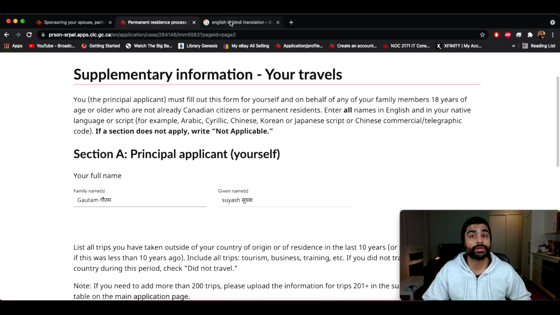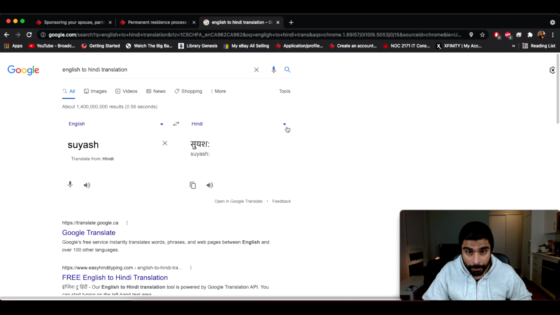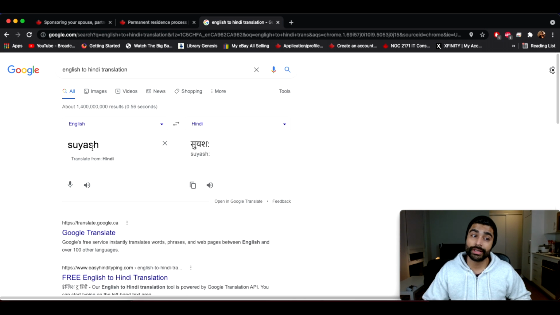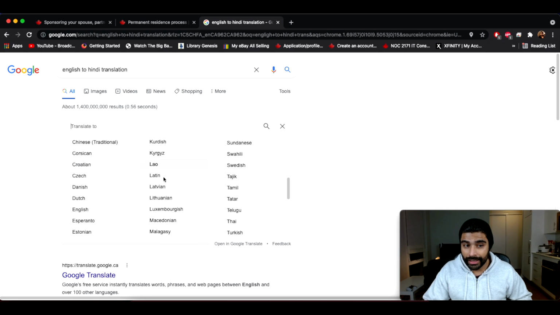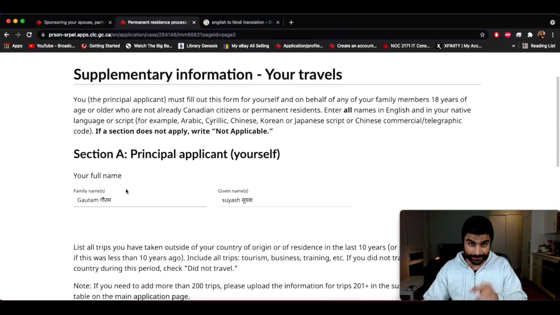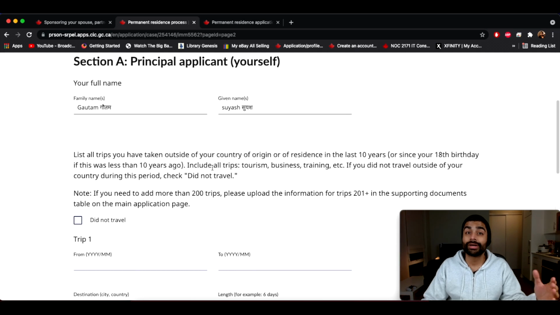You can do this with any language. All right, so there's a bunch of languages out here. Just type in your name as you would in English here, select the language you want to translate it into. It will do the translation. Simply click the double boxes to copy it, come back here and paste it. And this is how you will list the names in this 5562 form. Okay. Alright, so now that we are done with the name, let's look at the rest of the form.